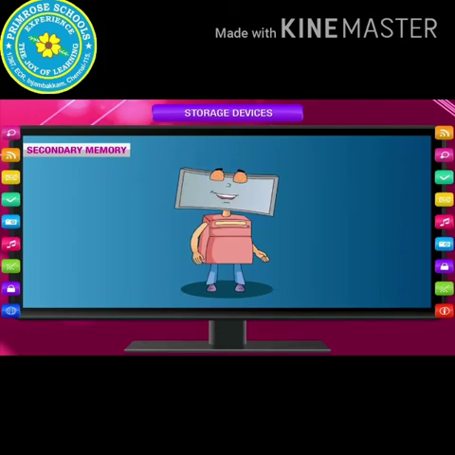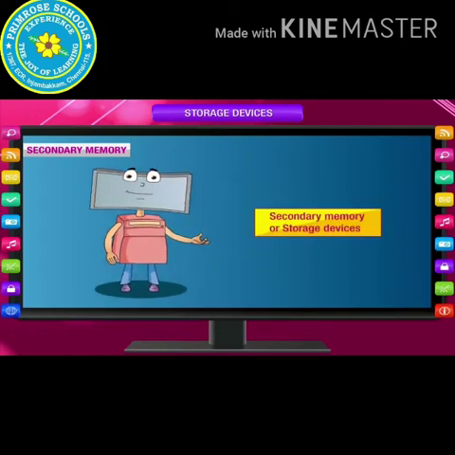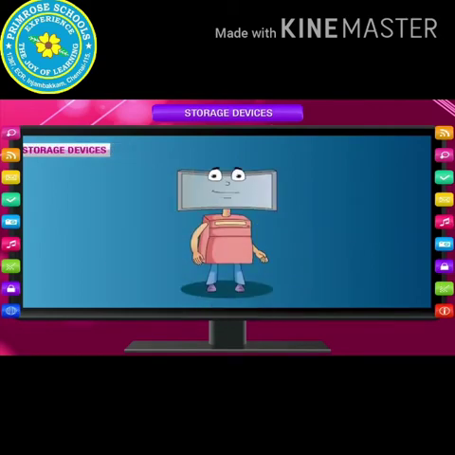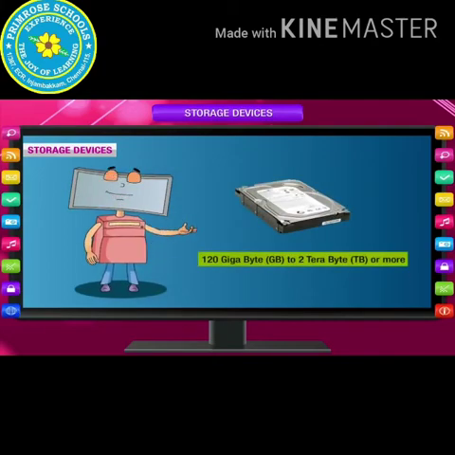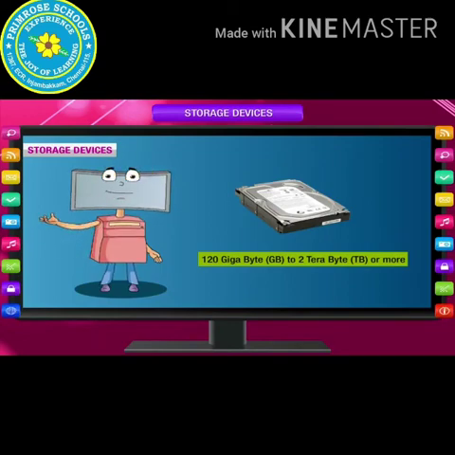Secondary memory. Only primary memory does not serve our purpose. We require to store a large amount of data permanently. For this purpose, secondary memory or storage devices are used. More and more storage devices can be used to store unlimited volume of data. Storage devices. Nowadays, high-capacity storage devices are available. A hard disk can store from 120 gigabytes or GB to 2 terabytes or TB or more.